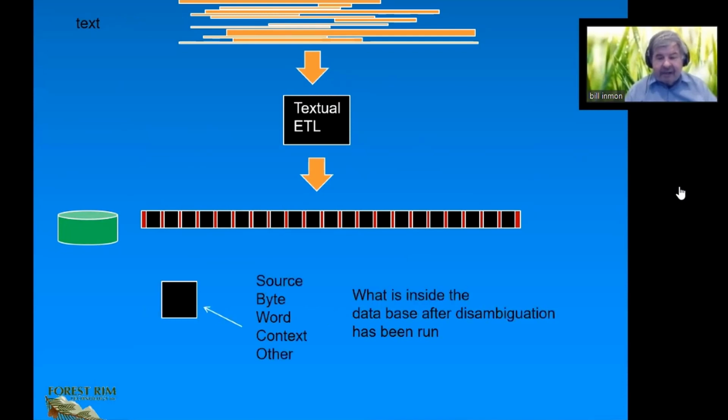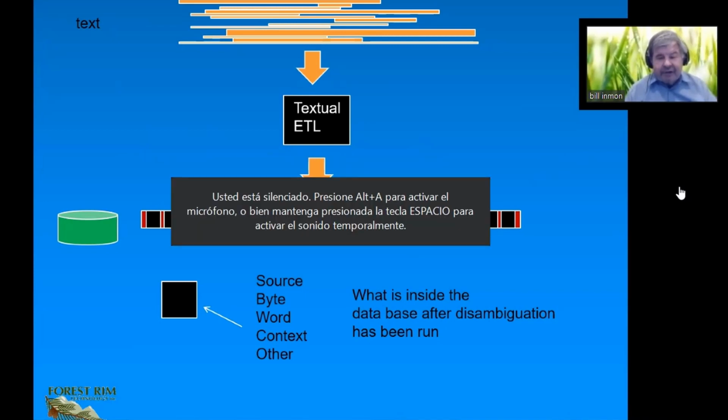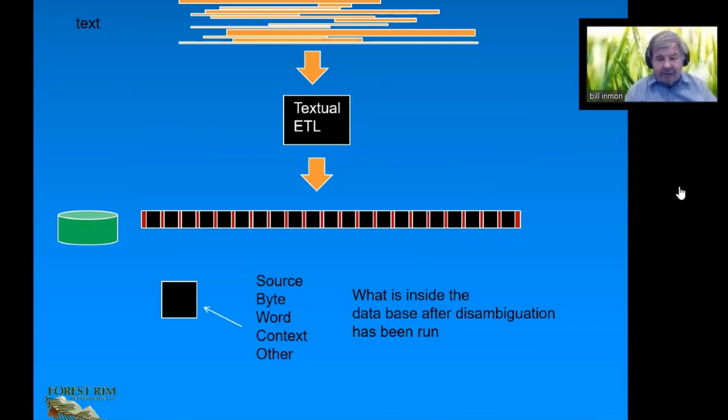So when you take a look at the database and what's inside your database, you have such things as the word, the context of the word, the source of the word, and the byte address. These are the bare minimum of what you need in terms of your database structure. So again, you read raw text, you analyze it, you put the raw text into the form of a database with these elements in the database.